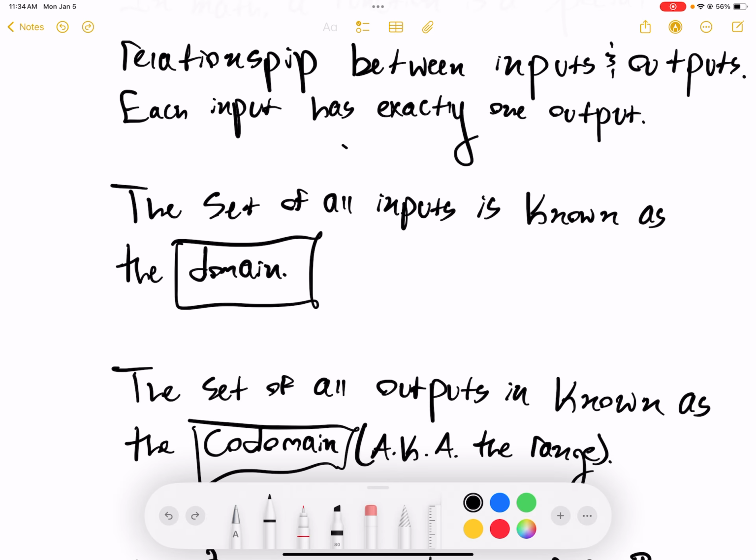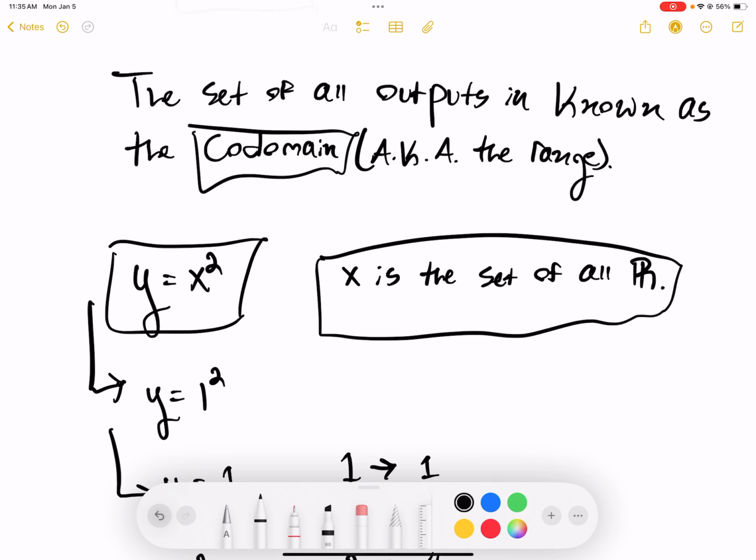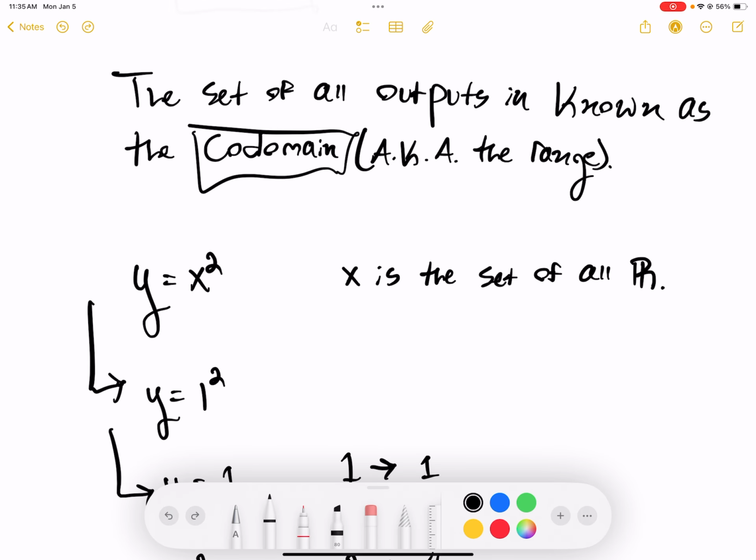So the domain of a function is the set of all inputs. You can have a domain that includes an infinite number of values. One example is this domain here. X is the set of all real numbers. This is me defining the domain for this function here. And so all real numbers, there's an infinite number of real numbers. And so X has an infinite number of elements in its domain.